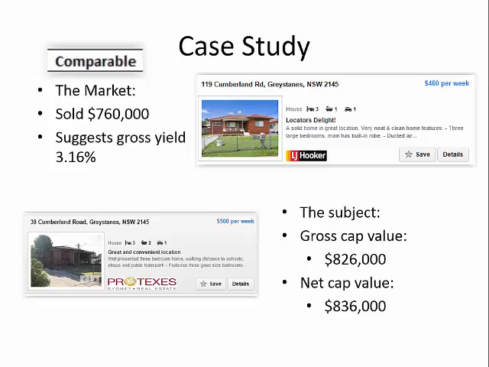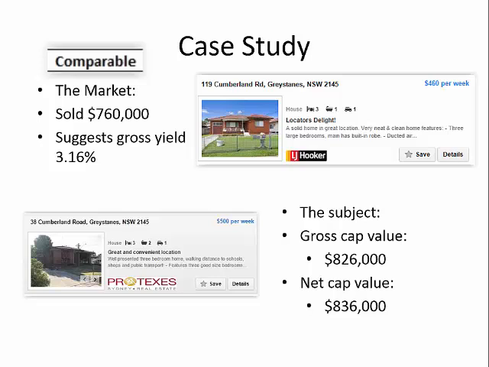If we take $460 per week and convert that to an annual amount by multiplying by 52.2, and you do the maths, and I recommend that you check this with your calculator, it suggests a gross yield of 3.16%. That's the ratio between $460 per week expressed annually, so multiplied by 52.2, divided by 760,000.